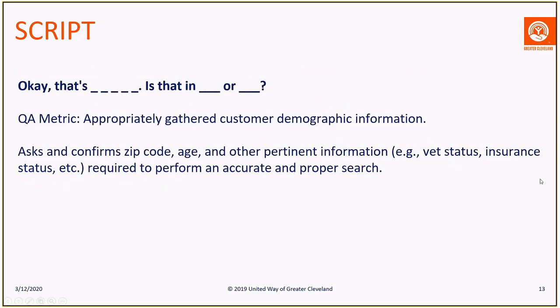Okay, so moving on to the next line in the script. "Okay, that's 44146. Is that in Bedford or Bedford Heights?" So the QA metric that relates to this is appropriately gathered customer demographic information. And the definition of that metric is asks and confirms zip code, age, and other pertinent information, for example, veteran status, insurance status, etc., that is required to perform an accurate and proper search.